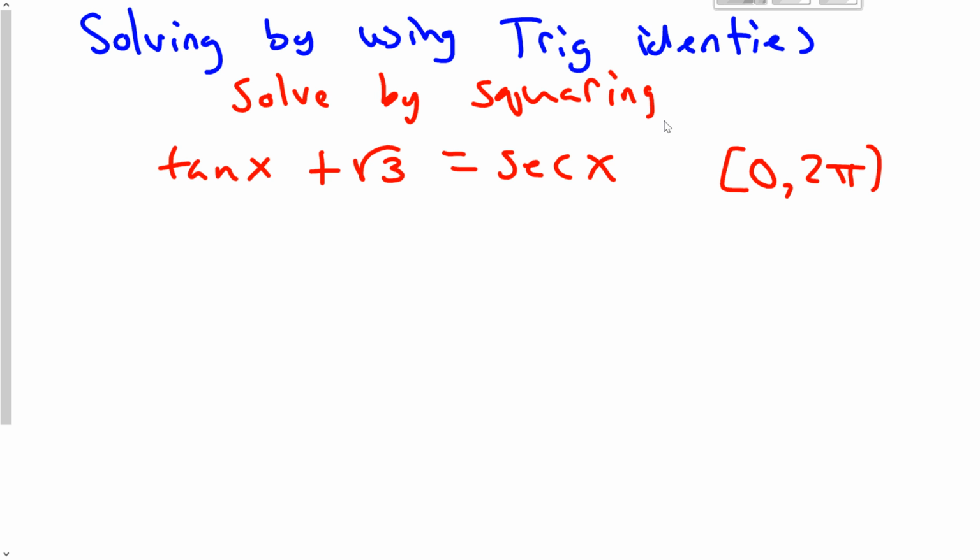We're going to look at solving using trig identities, and the first one we're going to do is by squaring. Now when you square both sides here, why we want to do that is because when I square both sides, I have tangent and secant, but when I square secant, I can switch that to tangent, and by switching that tangent, then I only have one trig function that I have to solve here.